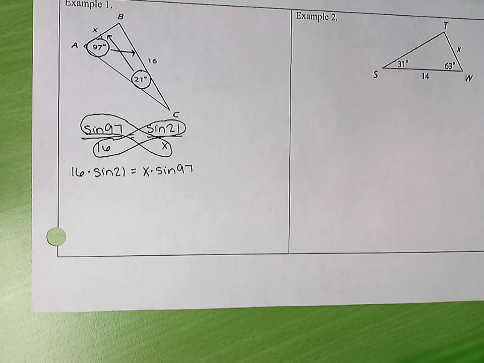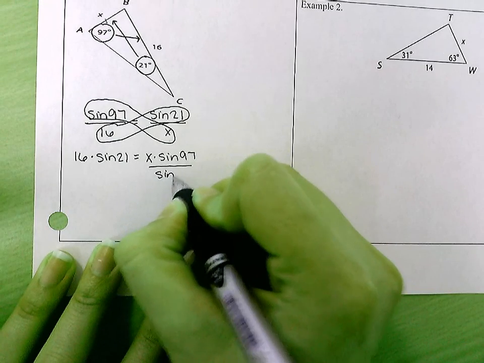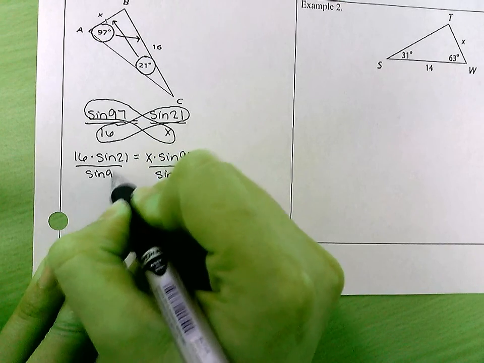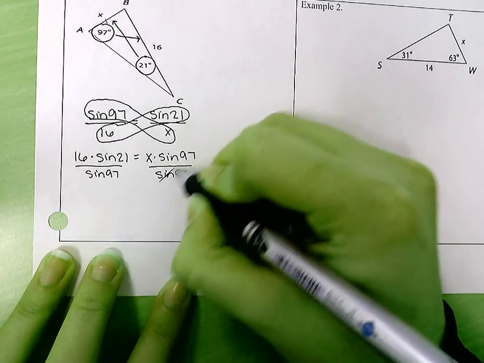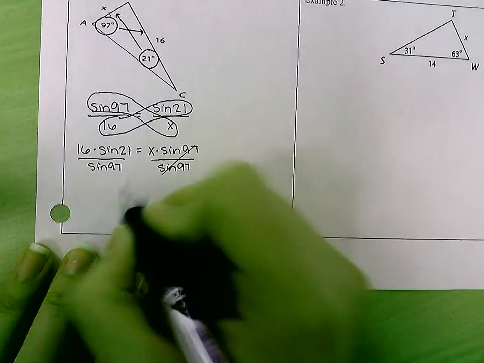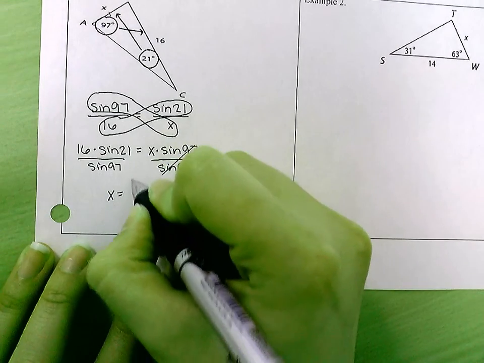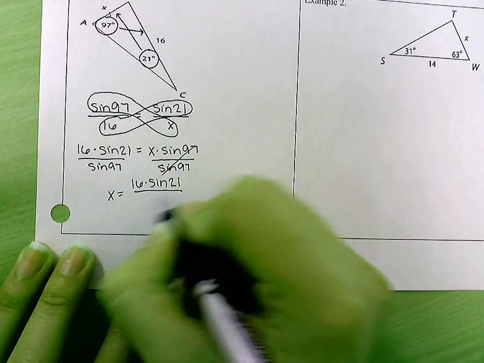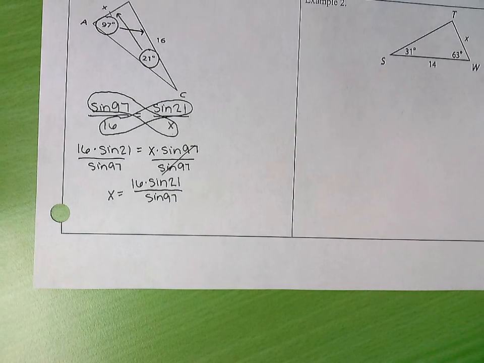Now to get x by itself, you're going to divide both sides by sine of 97, that way they cancel on the right side. What you have left is x equals 16 times the sine of 21 divided by the sine of 97. And you can enter this into your calculator.